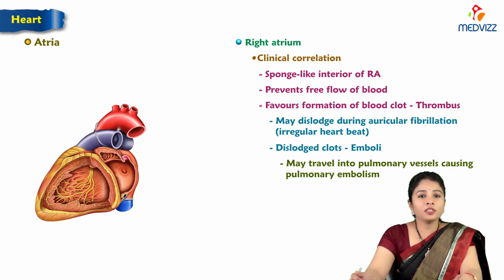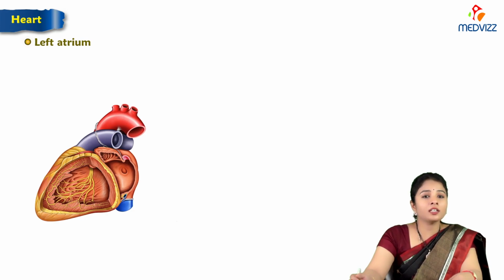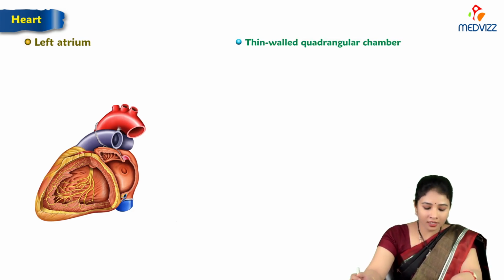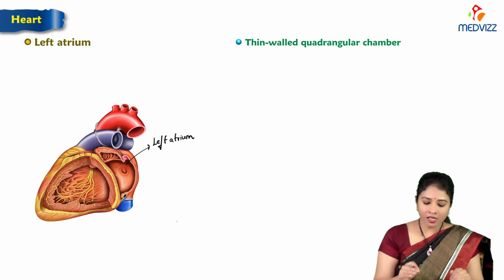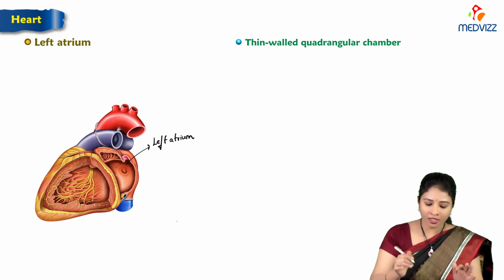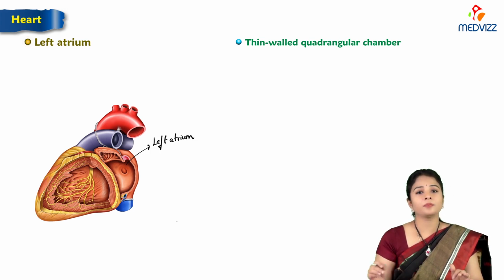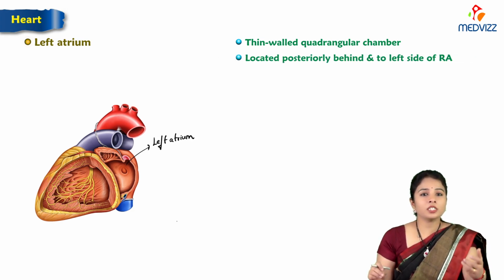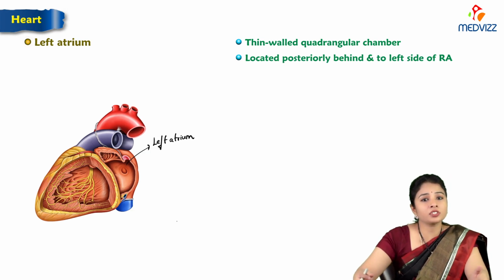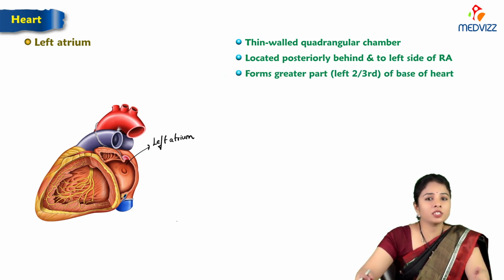Let's discuss the interior of the left atrium of the heart. The left atrium is a thin-walled quadrangular chamber. In this image, the left ventricle and the open part of the left atrium are both opened here. We can see from the left side of the heart. What we are seeing, which is thin-walled, is the left atrium of the heart. It is quite thin-walled and a quadrangular chamber situated posteriorly, behind and to the left side of the right atrium, and it forms the greater part, that is 2/3, of the base of the heart.